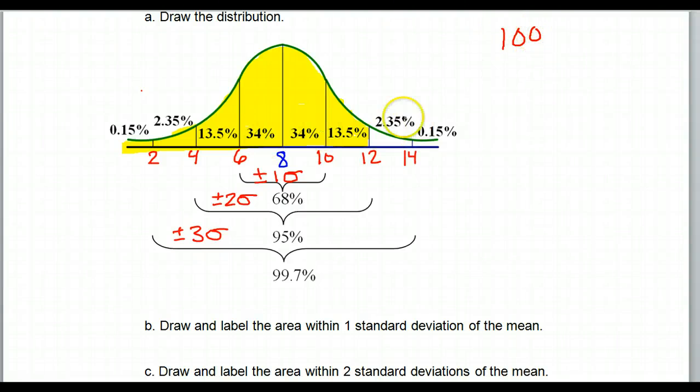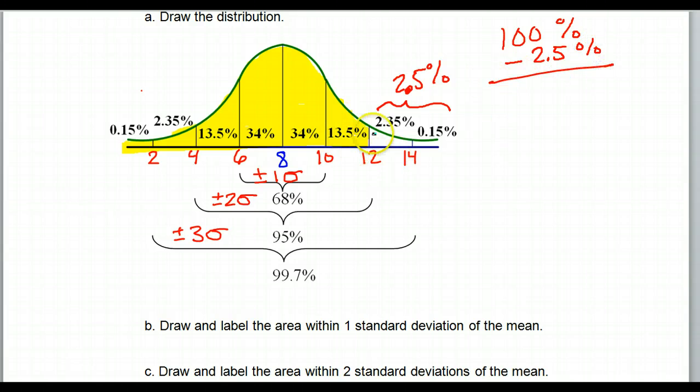So this is starting off from 100%. Okay, I could subtract the 2.35 and the 0.15. These two together make 2.5%. So I could take 100% and subtract my 2.5%, and that should leave everything else. So that's going to make 97.5%. So that's what we've got. That's the probability of picking a random value below 12, 97.5%.